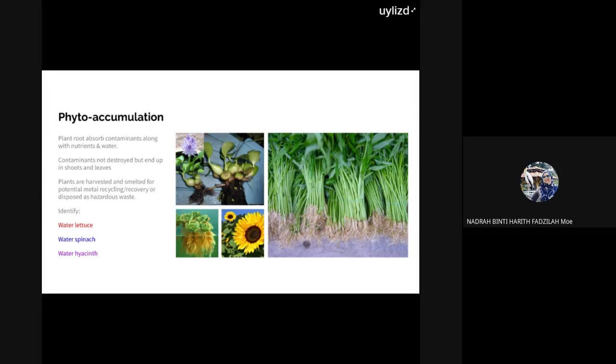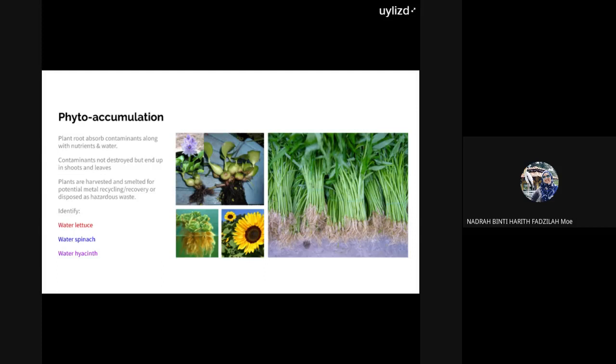And then kalau kamu perhatikan dekat sini, all the species of the plants are herbaceous plants that have very dense fibrous roots. Sebab dia herbaceous plant, species yang lebih kurang macam rumput-rumput, jadi dia cepat membiak. So dia punya life cycle is very short, tapi it can dominate an environment very fast. Sebab itulah kelebihan pokok-pokok ni sebagai phytoaccumulator.